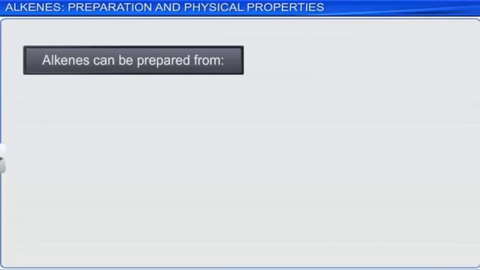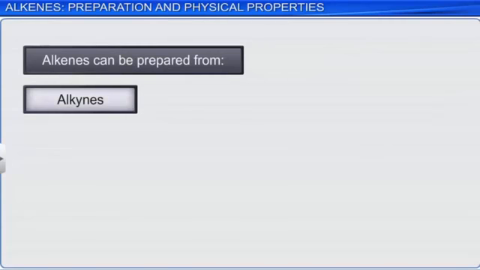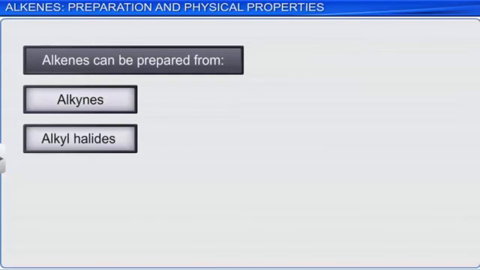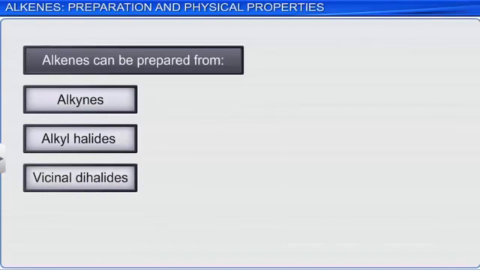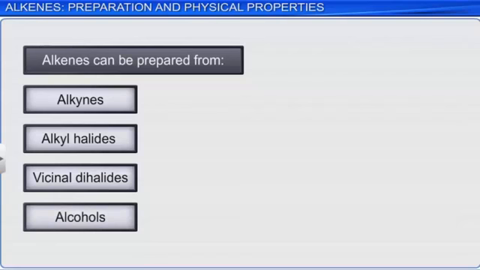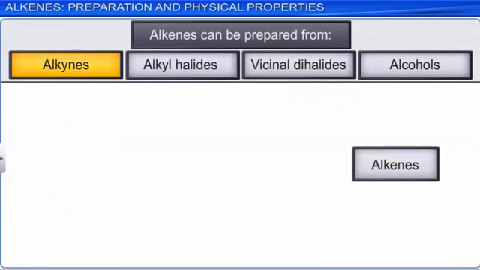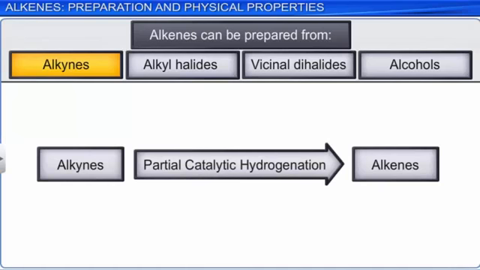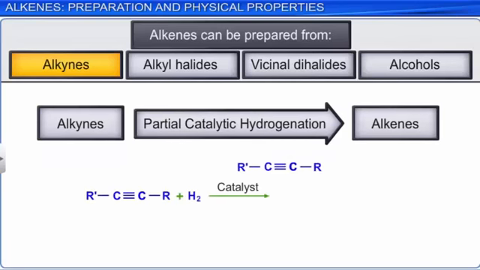Alkenes can be prepared from alkynes, alkyl halides, vicinal dihalides, and alcohols. Let's look at each of them in detail. To obtain alkenes from alkynes, we carry out partial catalytic hydrogenation. During this reaction, addition of a hydrogen molecule, that is, addition of two hydrogen atoms, takes place across the triple bond of the alkyne.